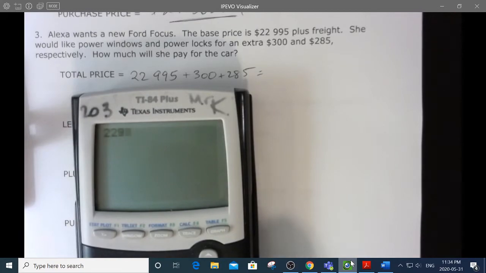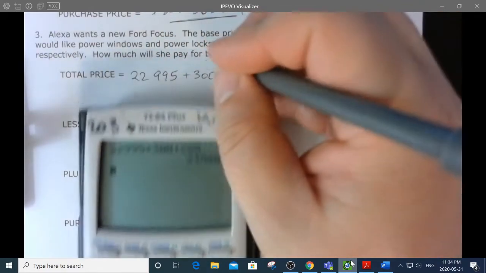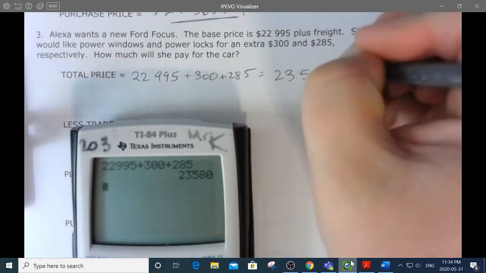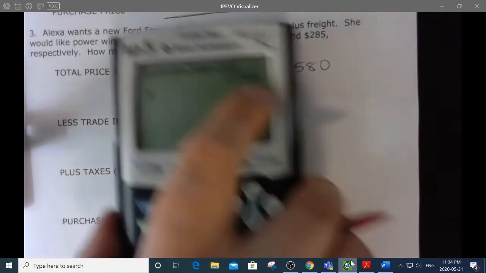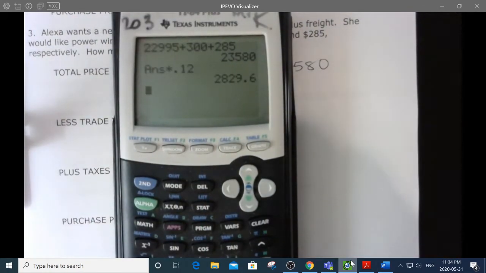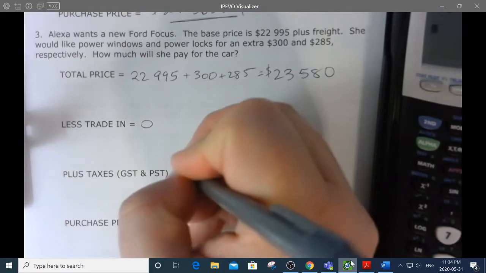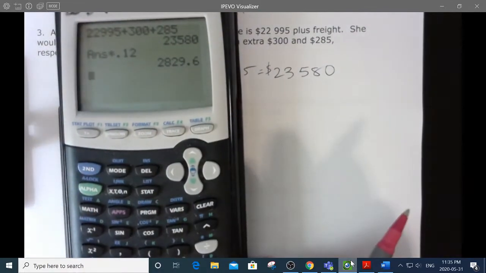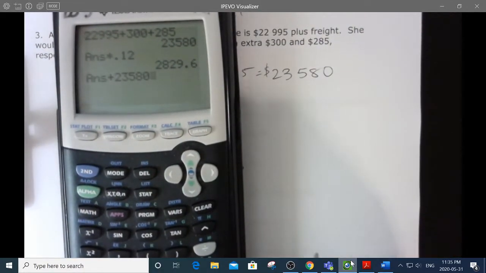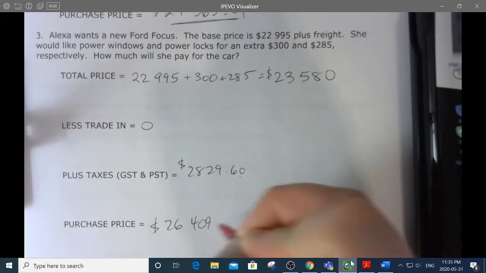So $22,995 plus $300 plus $285 is $23,580. Okay, and does it say she has a trade-in? It does not. How much are the taxes on that? Let's times it by 12%. That's $2,829.60. Don't forget that zero. And so the purchase price will be this plus this. So I just have to add that to the $23,580. And that is $26,409.60.